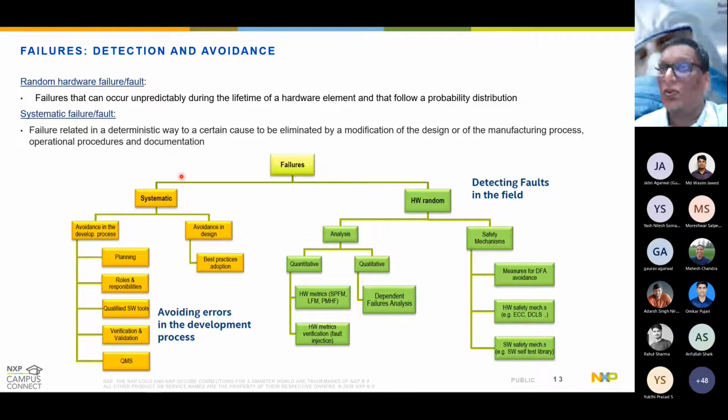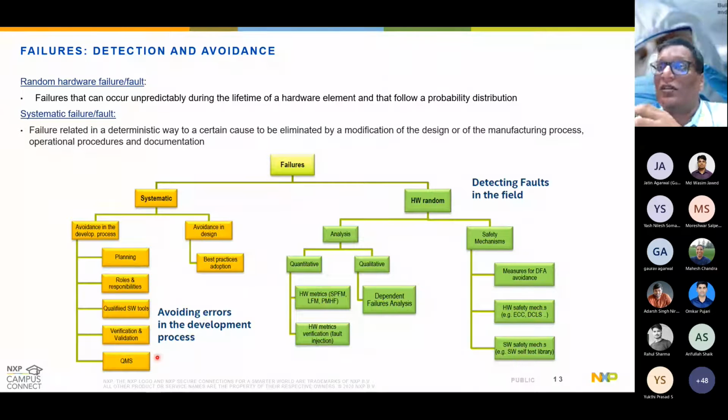It's really important to know what tools, for example, we are using, because there could be a bug in the tool itself. So whether the tools themselves are good enough for us or not, we need to perform verification and validation activities. We need to follow quality management processes. So there's a quality management system here. All these different aspects are part of the development process.